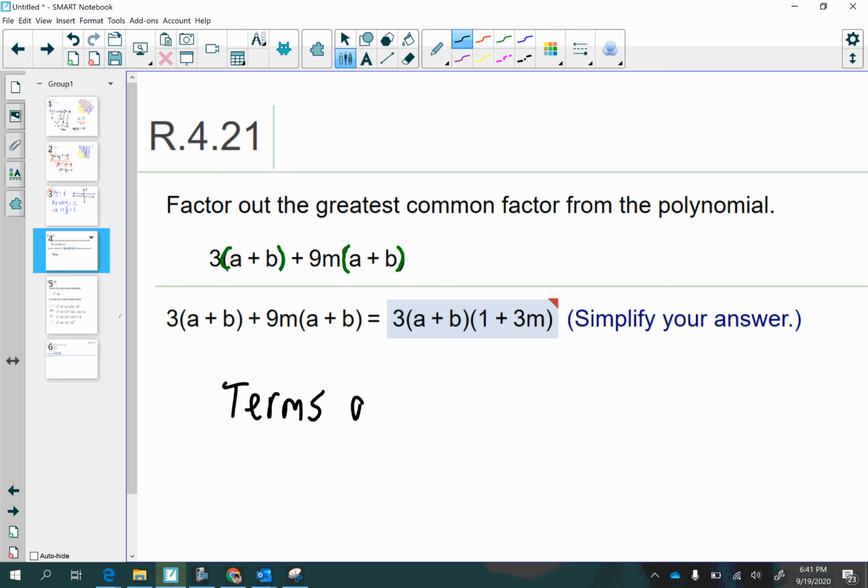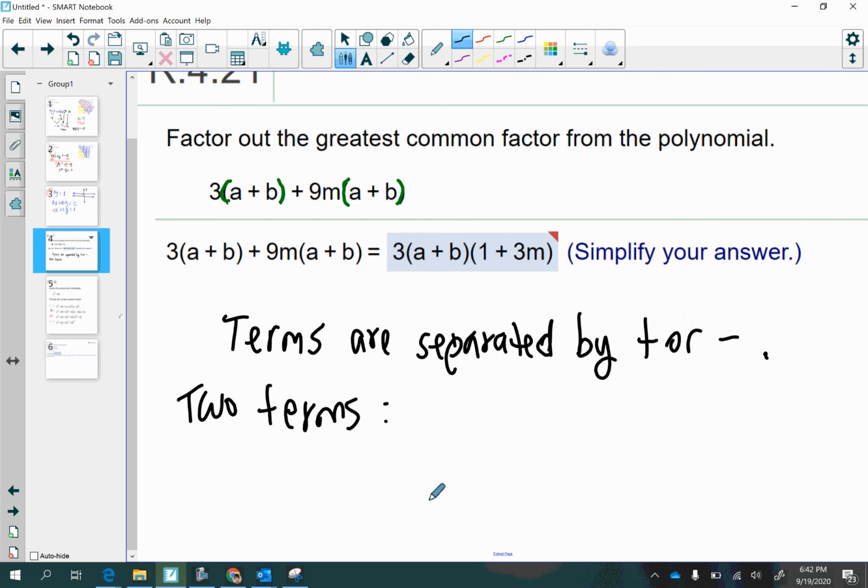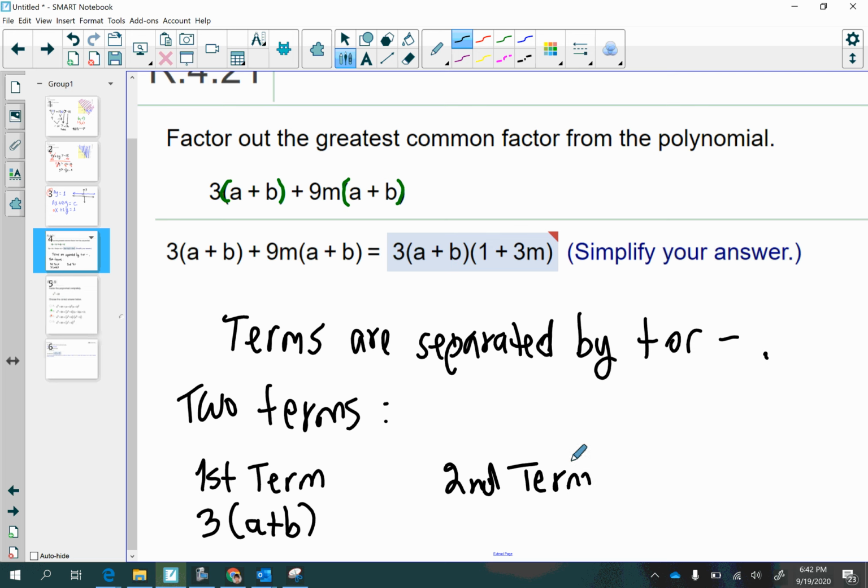Well, first of all, terms are separated by pluses and minuses. Okay, the plus sign or the minus sign. So we have two terms here in the way that this expression was given. The first term is 3 times a plus b. That's all one term. The second term is 9m times a plus b.